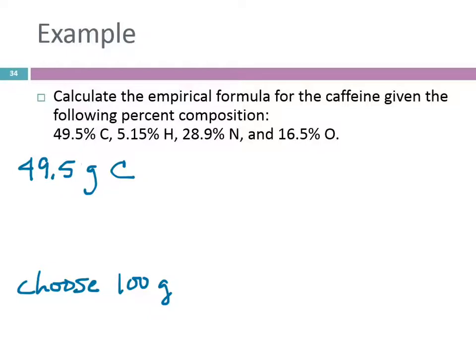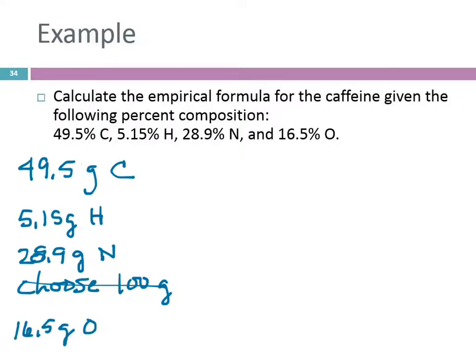We do the same thing with the other percents. So we get 5.15 grams of hydrogen. 28.9 grams of nitrogen. 16.5 grams of oxygen. Convert each of those to moles. Divide all of them by the smallest. If you get whole numbers, jump up and down, do a happy dance. If you don't get whole numbers, try multiplying everything by 2, everything by 3, until they all come out whole numbers.